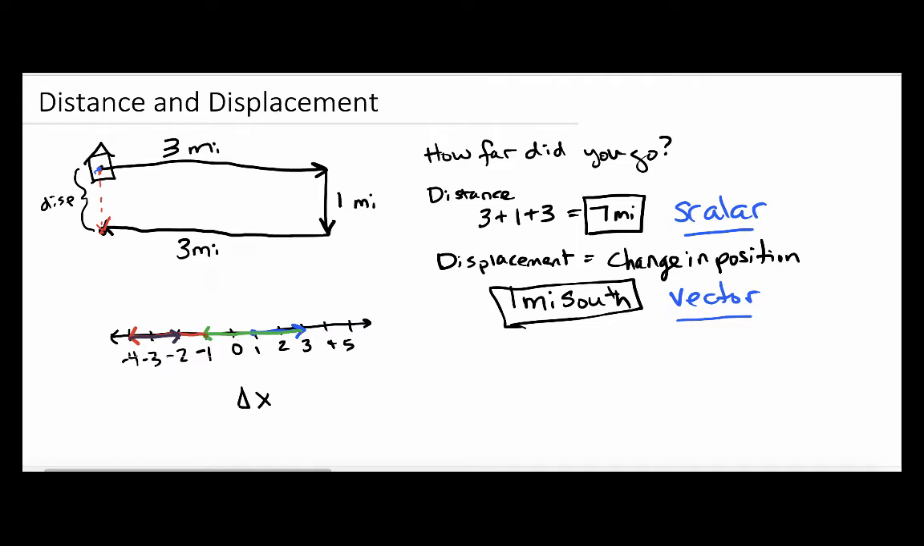Then we went back to -1. Then we kept going to -4 after we stopped for a while. And then we turned around and went and got back to -2. Now, if we want to know our displacement, there's two ways you can look at this.